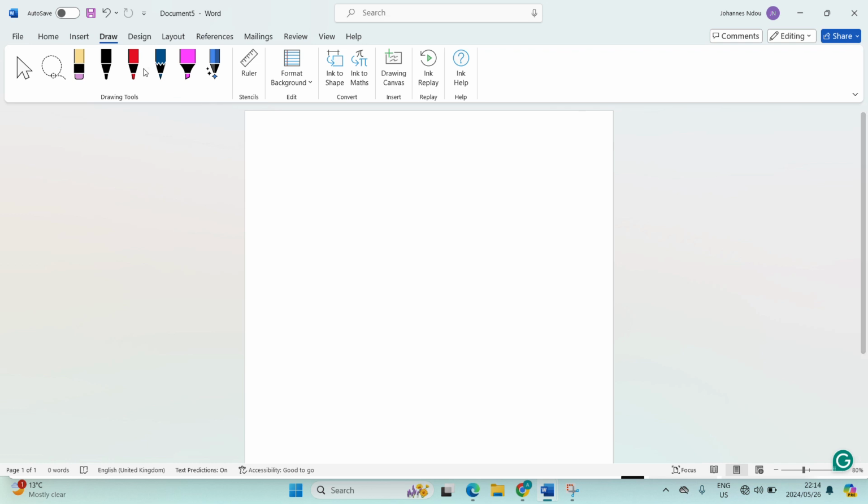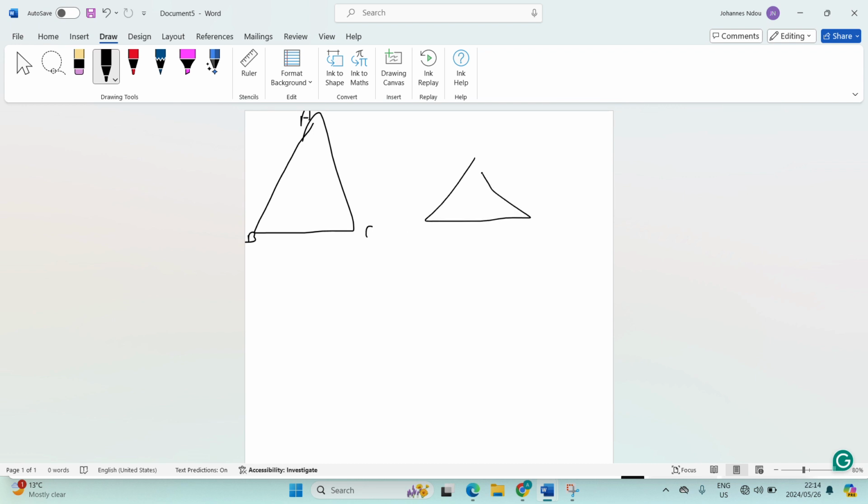Today we'll be proving the similarity of triangles. Now let's say we are given two triangles, triangle ABC as well as the smaller triangle EFG. Now they said to prove that the two triangles are similar. Now this must be the case if the angles are the same.